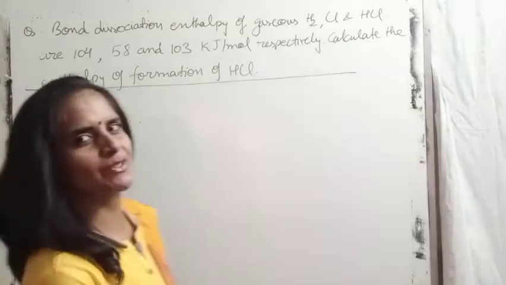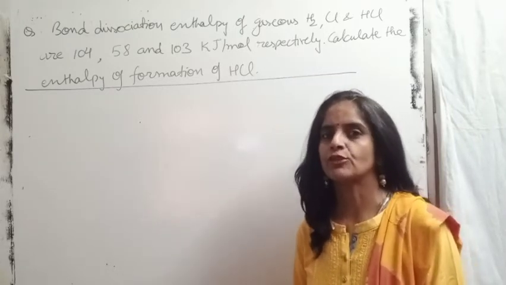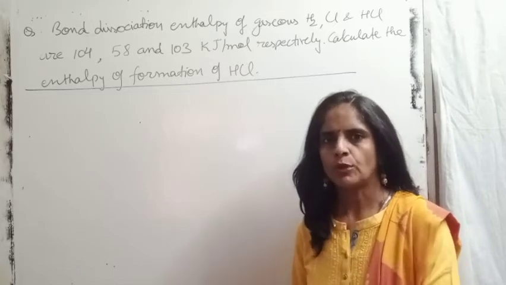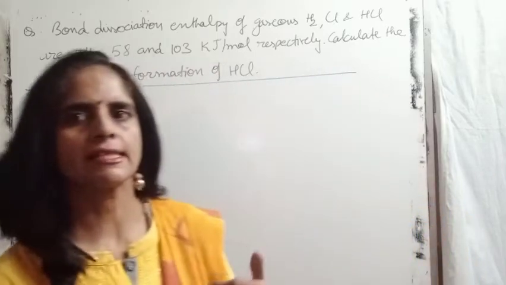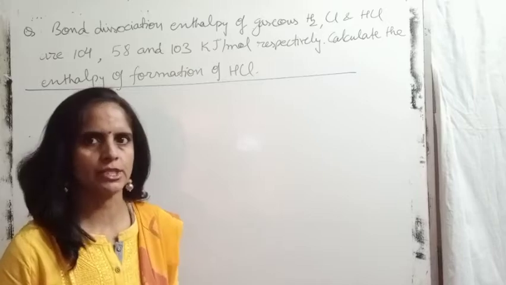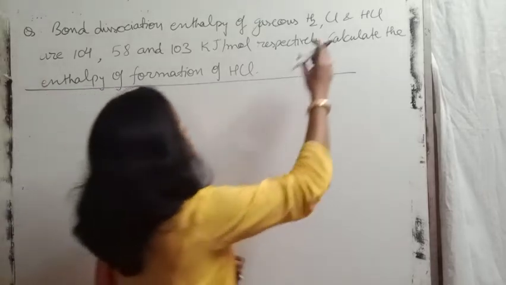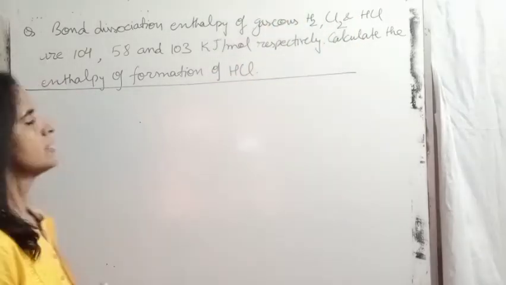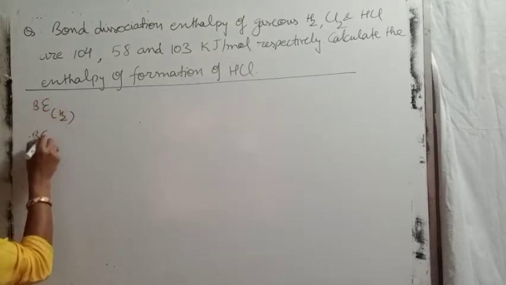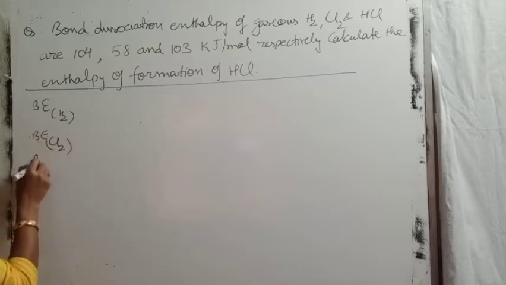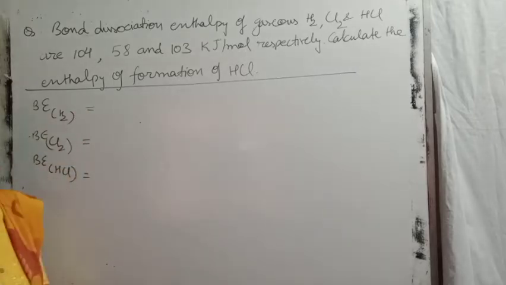Yes children, our next question is based on bond enthalpy. I think you all remember the definition of bond enthalpy. A few topics ago we discussed this. So just read the question, what is given, and then we start in the similar way as we tried the previous questions. Given to us is the bond dissociation enthalpy for hydrogen H2, chlorine Cl2 and HCl. All these three values are given to us.